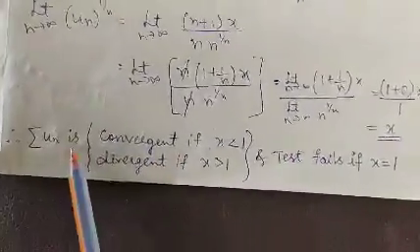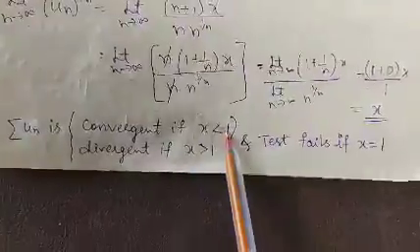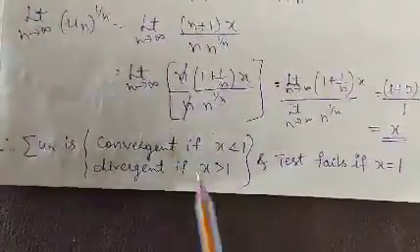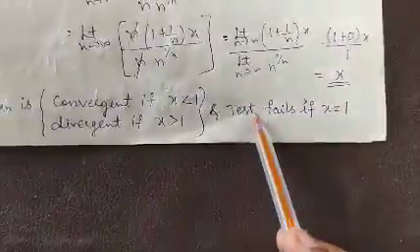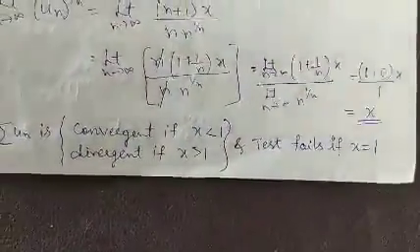So now you have to tell: if your x value is less than 1, the given series is convergent, and if your x value is greater than 1, the series is divergent, and the test fails if x equals 1.